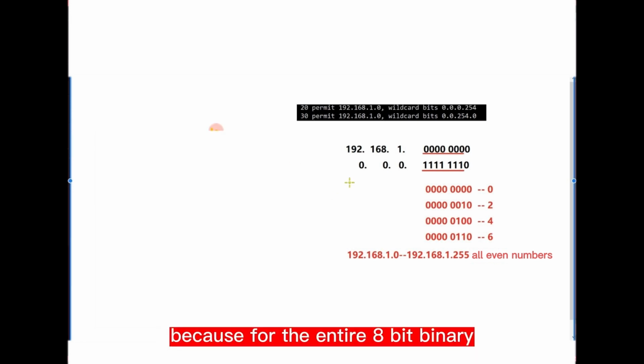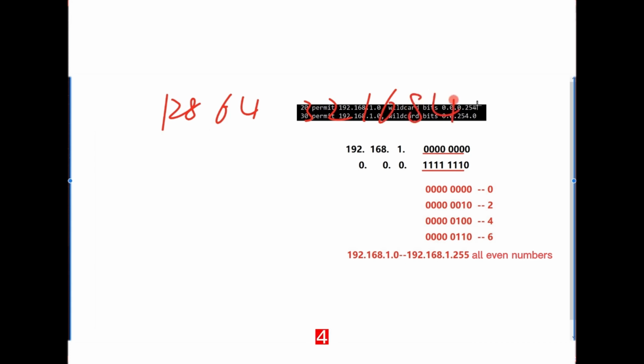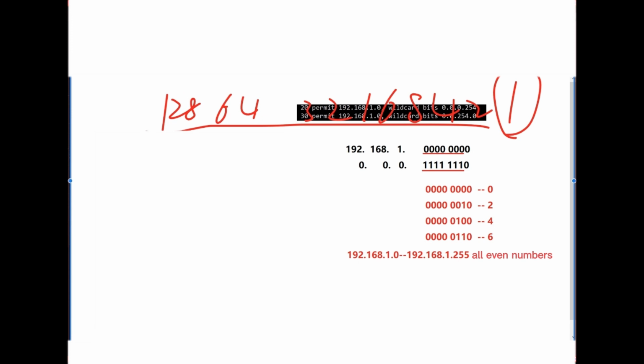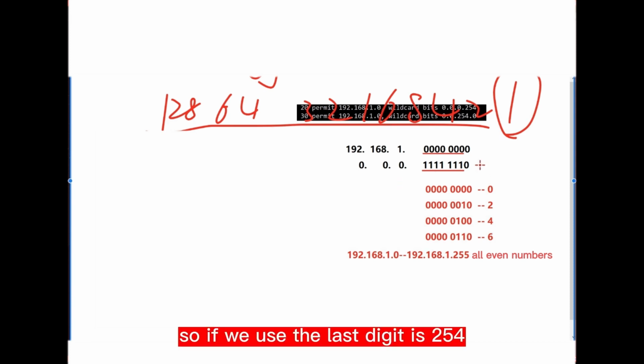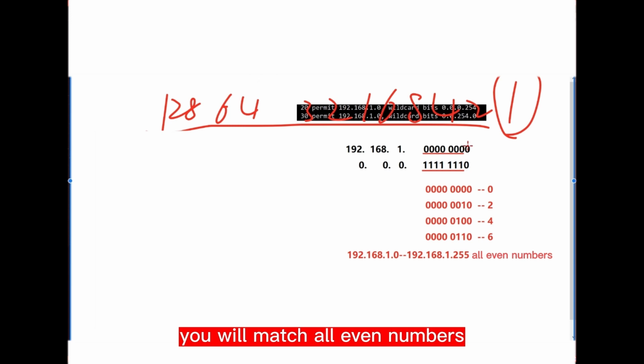Because for the entire 8-bit binary, 128 from the first, 64, 32, 16, 8, 4, 2, 1, only the last digit is odd. So if the last bit is fixed to 0, then no matter how the previous numbers are combined, it is impossible to calculate an odd number. It is always even. So if we use 254 as the last octet, then in this range you will match all even numbers.